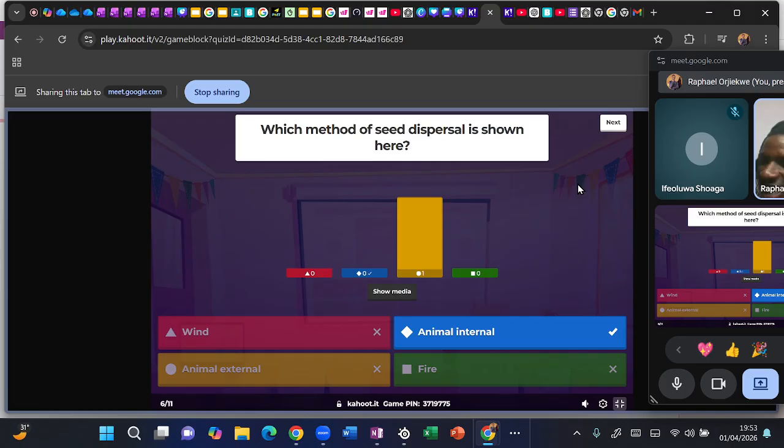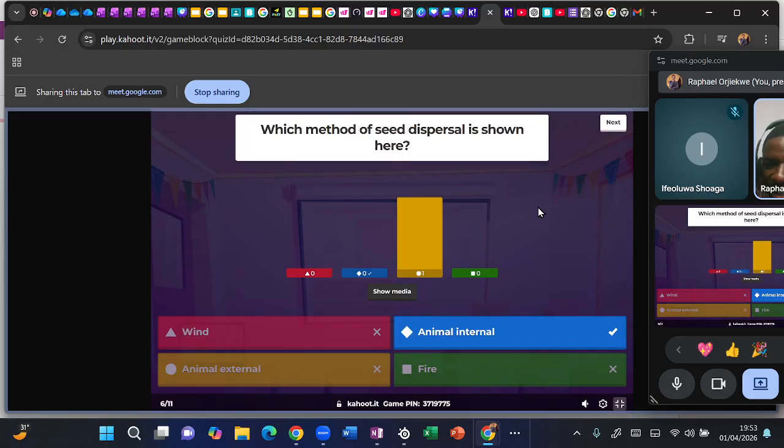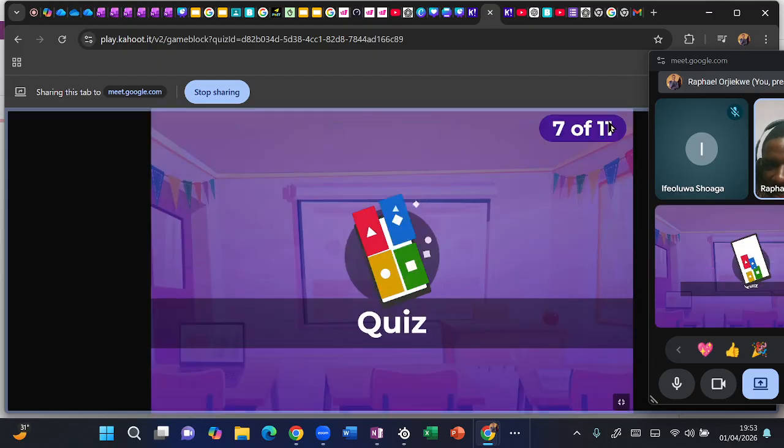Animal internal. That's a fruit. That's a fruit that the tortoise wants to eat. That's a berry there. So it's not external, it's internal. All right, let's continue.